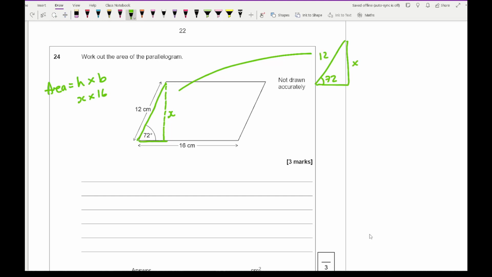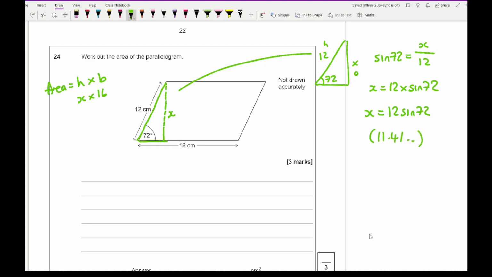So I'm going to be using, that's the opposite, that's the hypotenuse, so I'm going to be using sine. So sine 72 equals x over 12, so x equals 12 times sine 72. I'm just going to leave it as 12 sine 72, but if you want to work out what it is as a decimal, we get sine 72, we get 11.41.